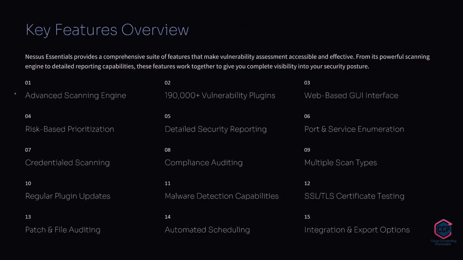So what are the key features? The advanced scanning engine. It can see 190,000 vulnerability plugins within Nessus. It will also give us a description for each. So, for example, let me show my Kali, one second.